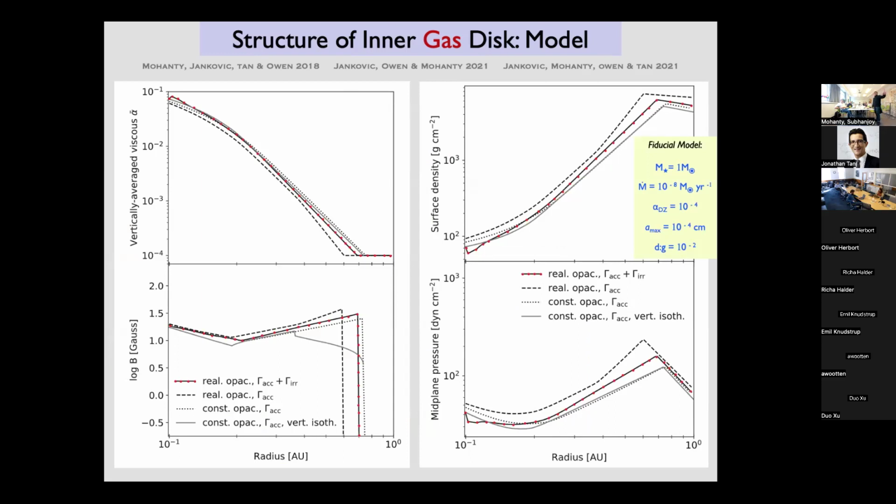The important graph here is this one, which is the pressure in the midplane as a function of radius, right? And as you can see, we find that the pressure indeed has a maximum in the midplane, okay? This is exactly the kind of pressure maximum that Jonathan would like to invoke to be able to trap his grains, okay? So we do find that.